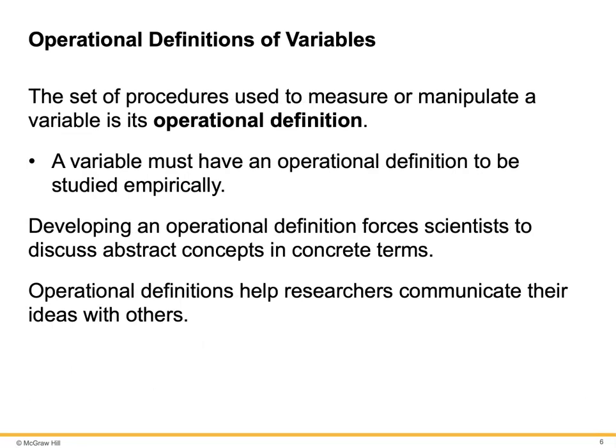Okay, so a variable such as aggression or cognitive task performance or pain or self-esteem or even word length must be defined in terms of the specific methods used to measure or manipulate it. So the operational definition of a variable is a set of procedures used when you measure or manipulate the variable. So a variable must have an operational definition to be studied empirically.